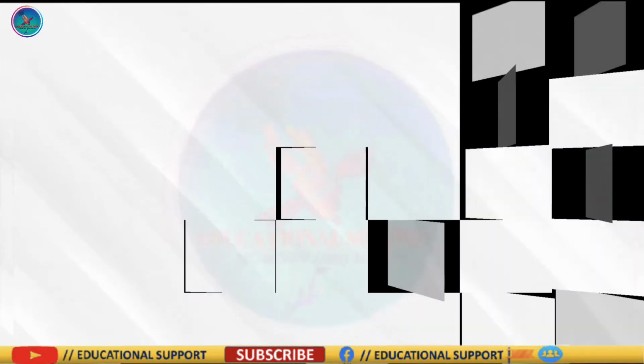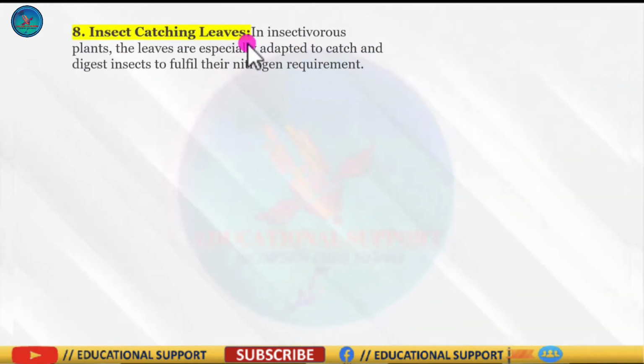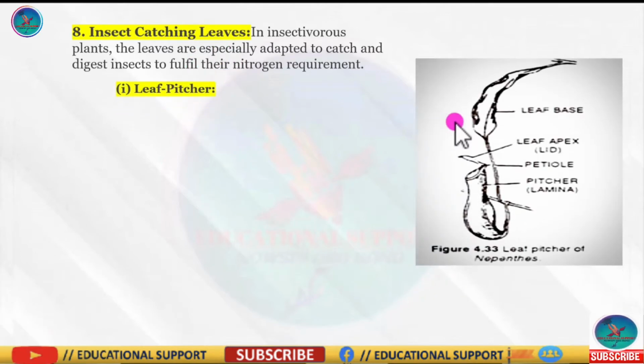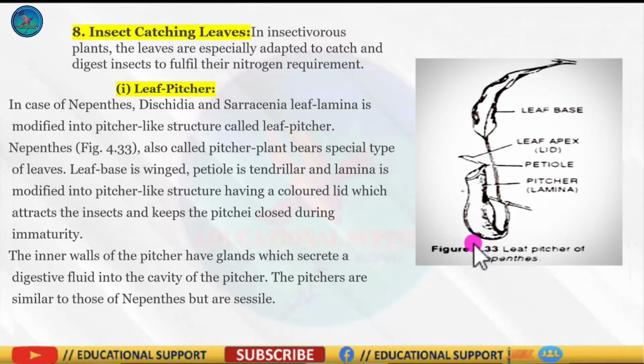So the next point, number 8, is insect catching leaves. In insectivorous plants, the leaves are specially adapted to catch and digest insects to fulfill their nitrogen requirement, and some of the adaptations are given below, that is leaf pitcher. This is a device to catch insects for fulfilling the deficiency of nitrogen in the medium where the plant is growing. In the case of Nepenthes, the leaf lamina is modified into a pitcher-like structure called the leaf pitcher.